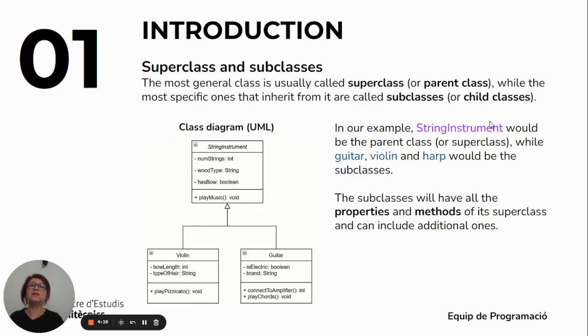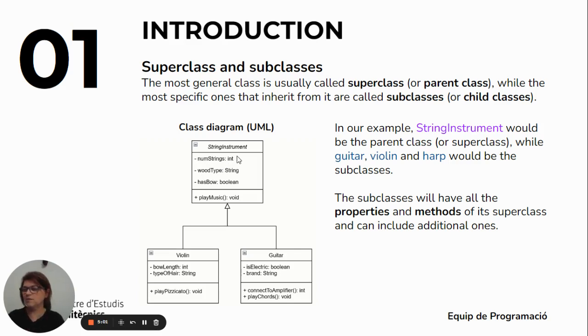Then when we talk about inheritance, we have to talk about superclasses or parent classes, which are the more general classes. And then we talk about the subclasses or child classes, which inherit from the superclass or parent class. Let's look at this class diagram. The string instrument would be the parent class or the superclass, while violin, guitar, and harp would be the subclasses. If we look at the superclass, it has a number of strings, which will be an integer.